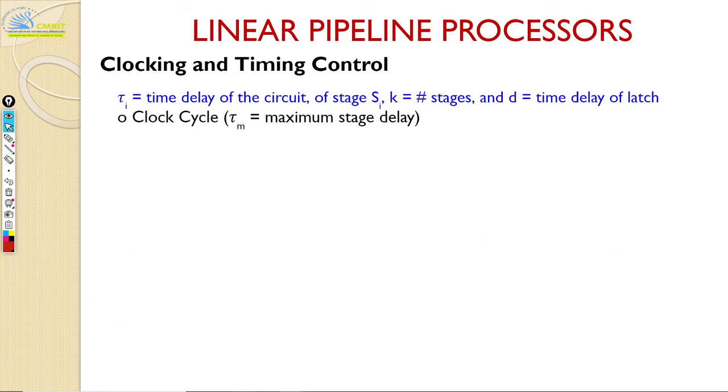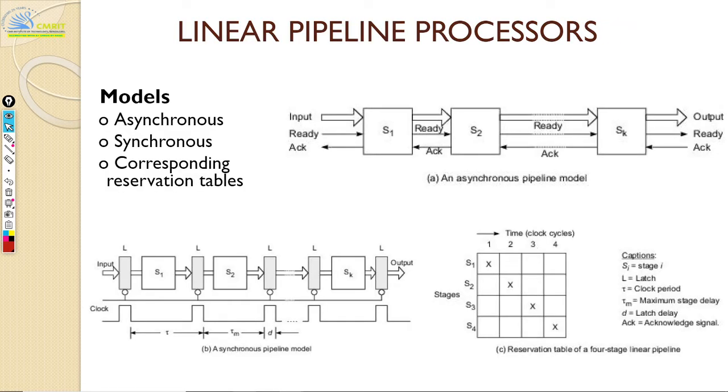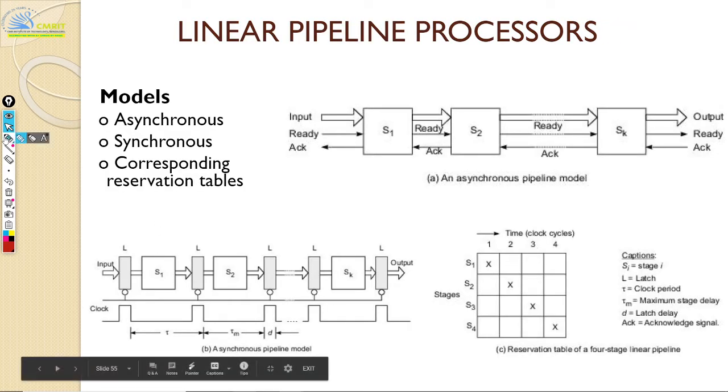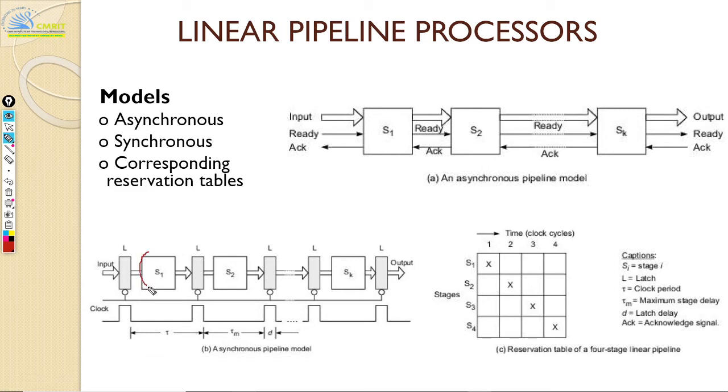Now coming to this, let tau I be the time delay for a circuit, the time delay of a particular circuit in stage I. So stage Si has a delay. What you should note is that each of these stages can have their own delay. That is very, very important.